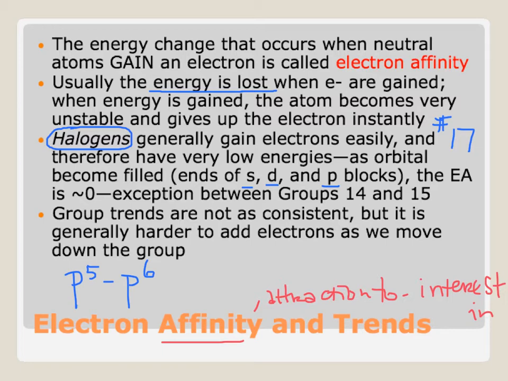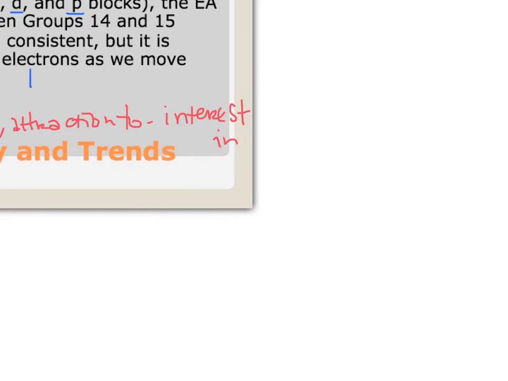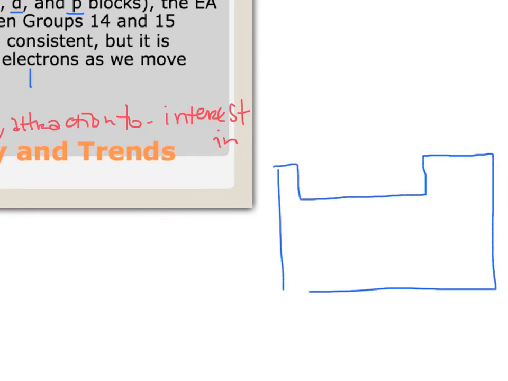Every other group is less than the halogens, and it tends to, let me kind of shift this here. As we move through the periodic table, here we are again, so group 17 is right over here.